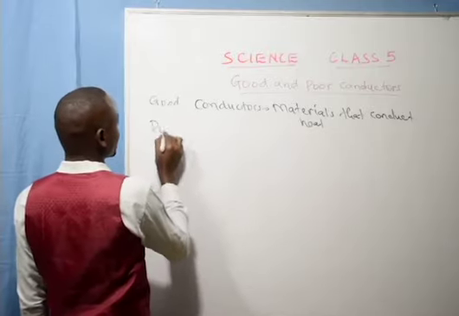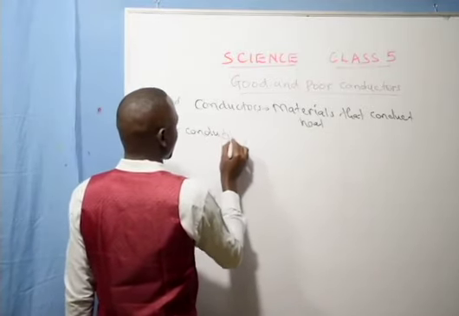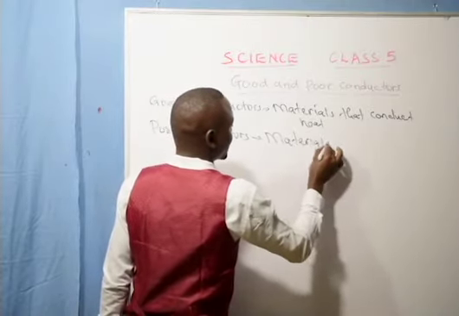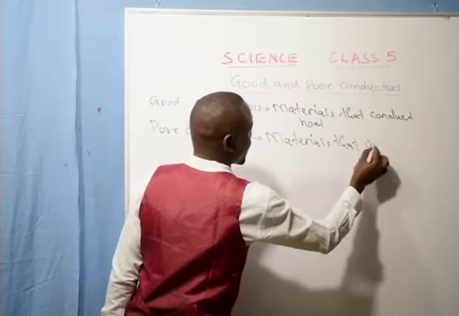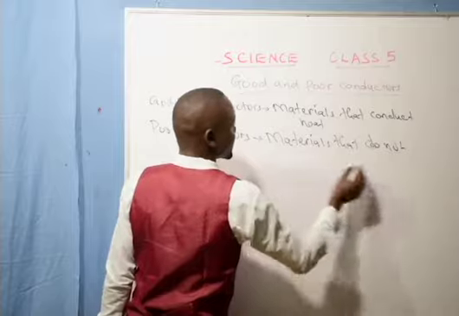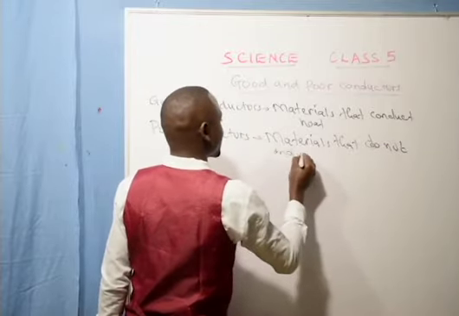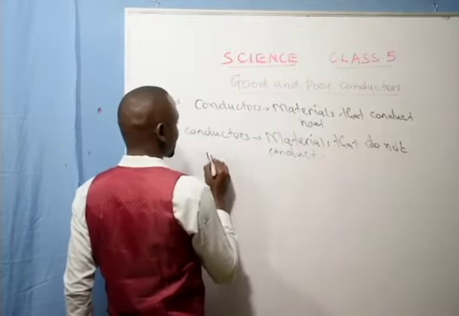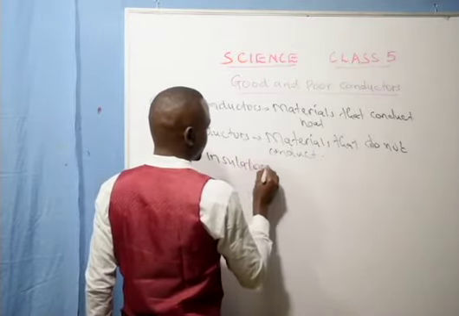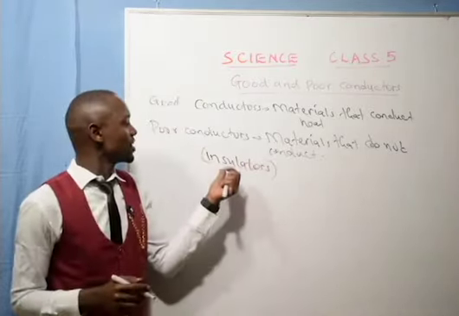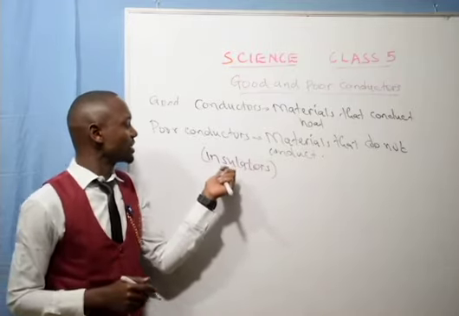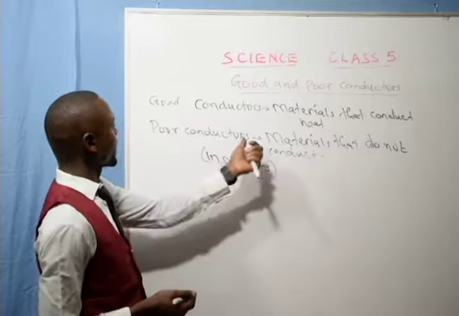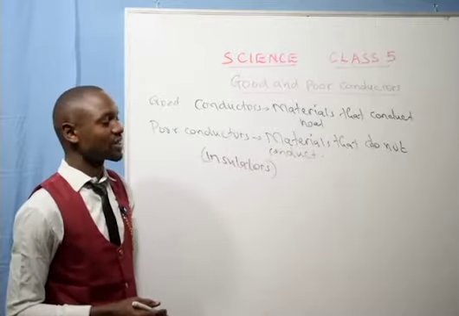Poor conductors of heat are materials that do not conduct heat. Materials that do not conduct heat are called poor conductors of heat, and they are also called insulators. They are called insulators because they are used to prevent heat from flowing or from burning, in case we are working using good conductors.